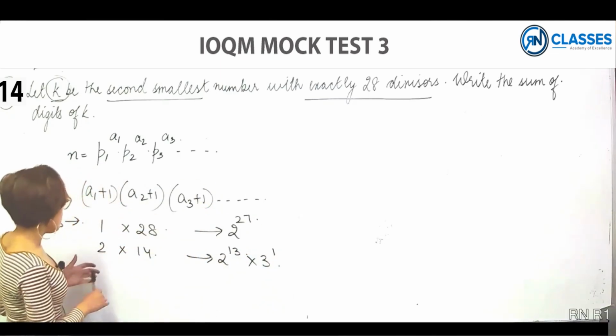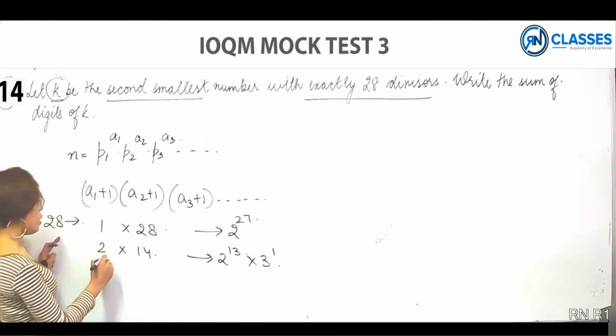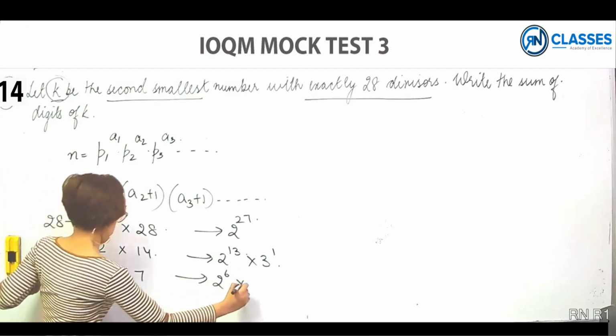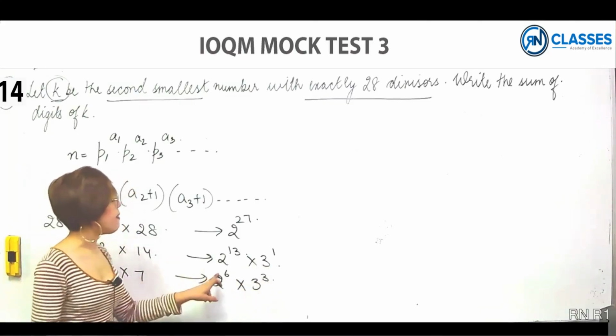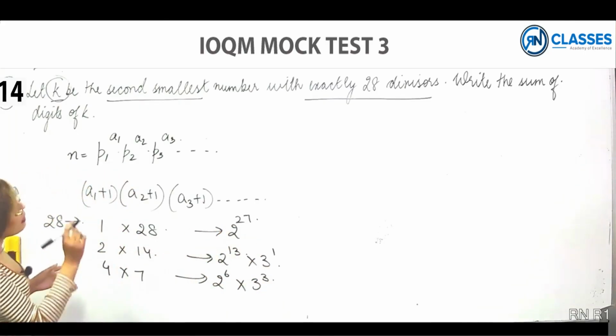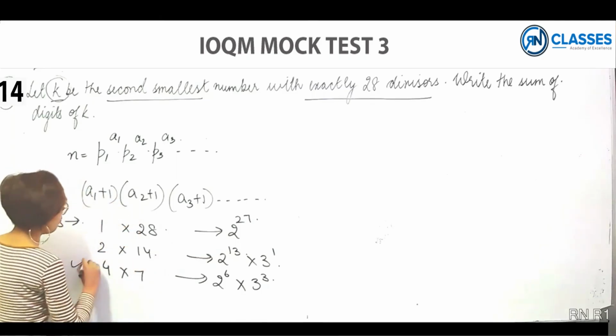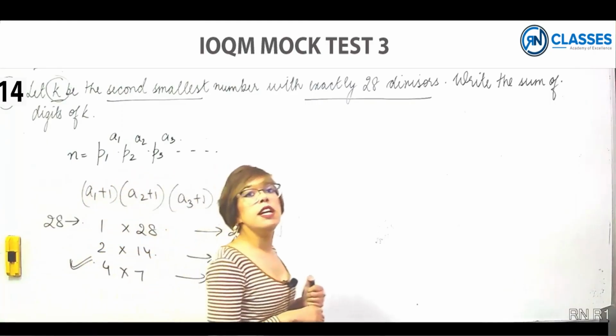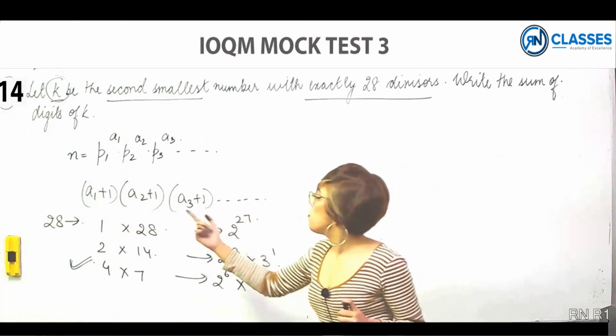Done? Okay. Then I can write 28 as 4 into 7. That I can write as 2 raised to 6 into 3 cubed. Right? 7 into 4, you can see the number of divisors is 28. Obviously, out of these three, this is the smallest one till now. Right? How else?